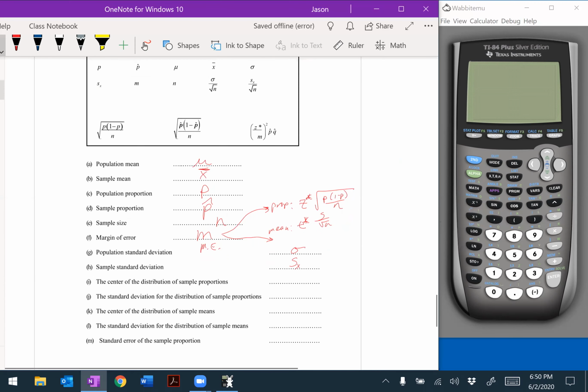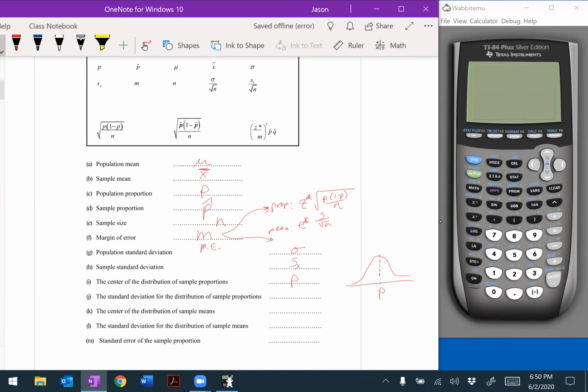What's the center of the distribution of sample proportions? Here I'm going to think, okay, the center of sample proportions. Well, that's just the population proportion. That's P. That's the center of sample proportions.